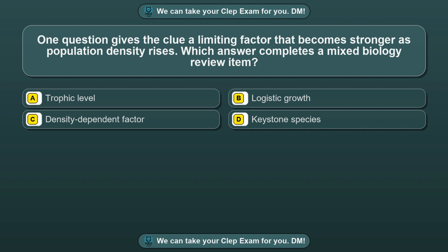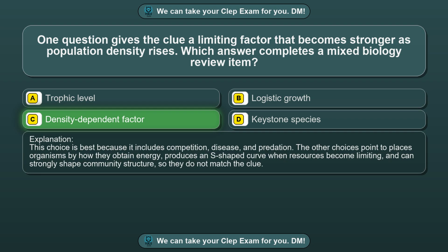Option C, density-dependent factor. Option D, keystone species. The correct answer is option C, density-dependent factor. This choice is best because it includes competition, disease, and predation. The other choices point to places organisms by how they obtain energy, produces an S-shaped curve when resources become limiting, and can strongly shape community structure, so they do not match the clue.